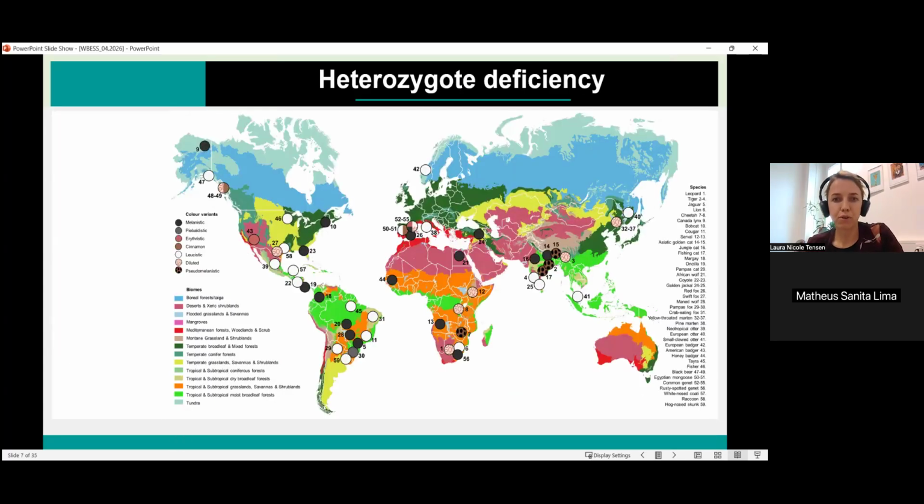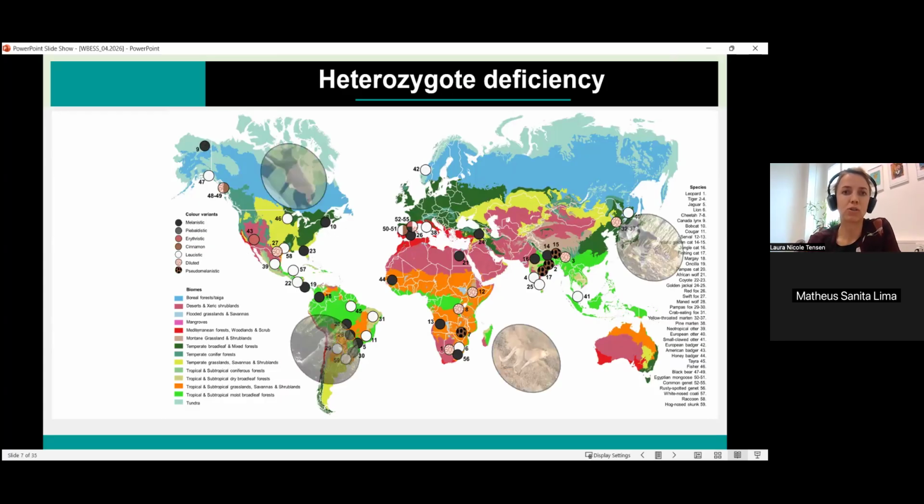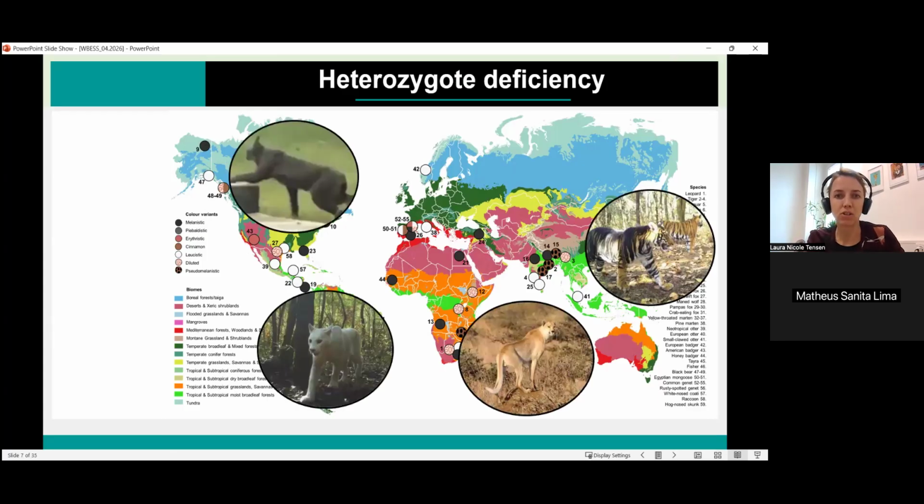So this is just an overview of rare color variants that have been spotted in the carnivora family. Quite a few different ones, cinnamon, leucistic, diluted forms. What maybe stands out is there's quite a few sightings in India, and the Atlantic rainforest area is quite known to be associated with habitat fragmentation. But I just wanted to show that some of these examples are quite striking.